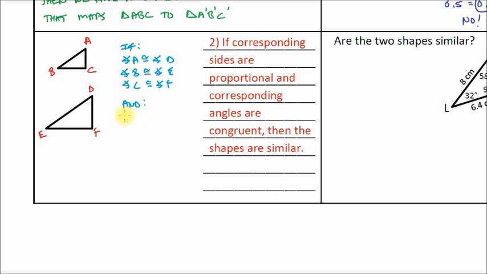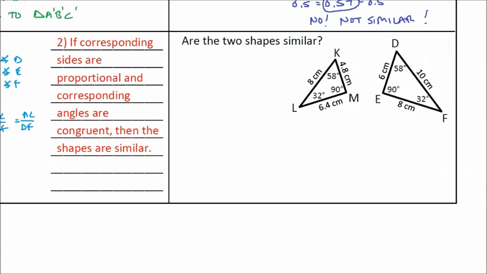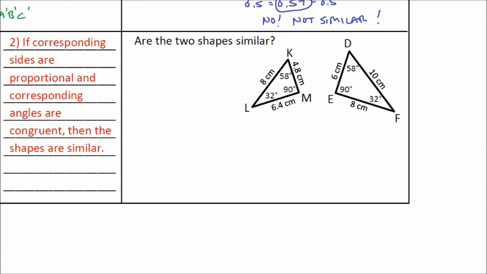So that means side AB divided by its corresponding side DE has to be equal to BC over EF, and that has to be equal to the ratio AC over DF. So those are our three sides. If corresponding angles are congruent, and corresponding sides are proportional, they're all the same ratio, or really what we're saying is they're all the same scale factor, then we know these two triangles are similar. Let's take a look and see how we would show that as an example question.